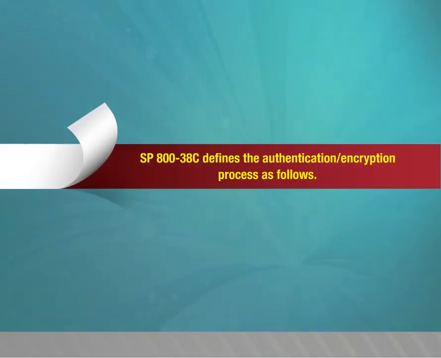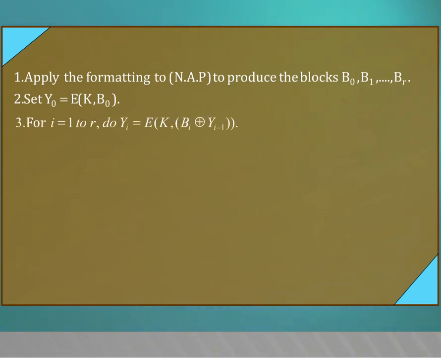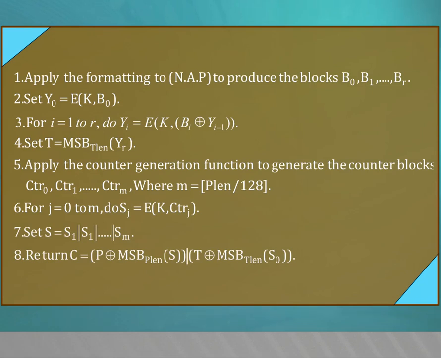SP 800-38C defines the authentication and encryption process as follows. Apply the formatting function to N, A, P to produce the blocks B0, B1, and so on up to BR. Set Y0 equal to E(K, B0). For i equal to 1 to R, do Yi equal to E(K, Bi XOR Yi-1). Set T equal to MSB Tlen of YR. Apply the counter generation function to generate the counter blocks CTR0, CTR1, and so on up to CTRm, where m is equal to Plen divided by 128. For j equal to 0 to m, do Sj equal to E(K, CTRj). Set S equal to S1 concatenated with S2 and so on up to Sm. Return C equal to P XOR MSB Plen of S, concatenated with T XOR MSB Tlen of S0.